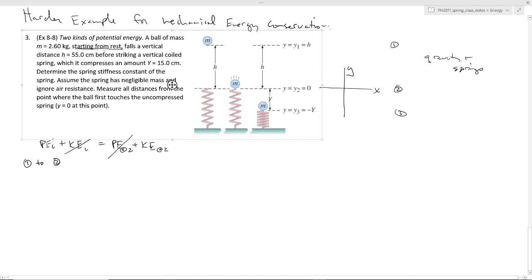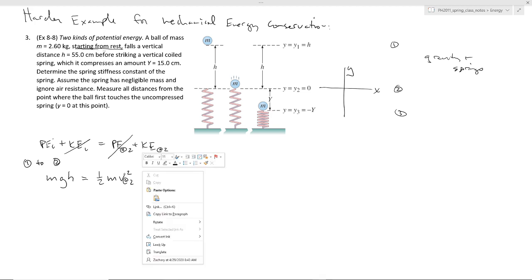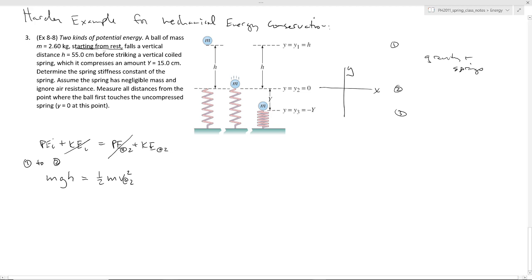So that would allow us to relate mgh to 1/2 mv squared, the velocity at 2. Okay, so we could use that and pull out the velocity. But what are we ultimately after? We want to know the spring constant. We have to know what's going on from 2 to 3. So from 2 to 3, what's that going to be?